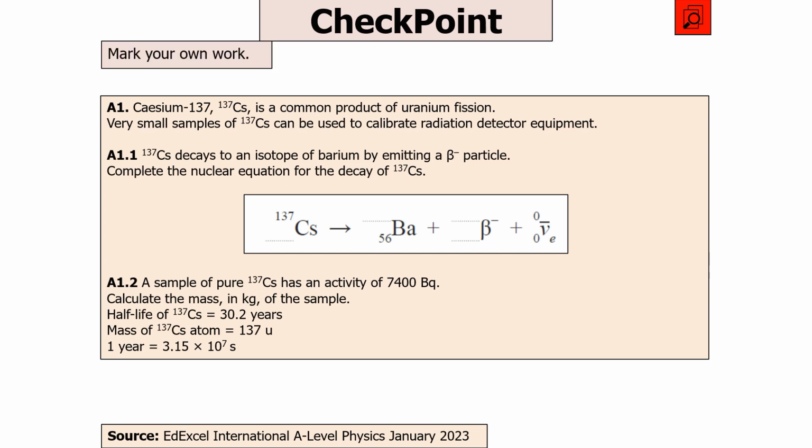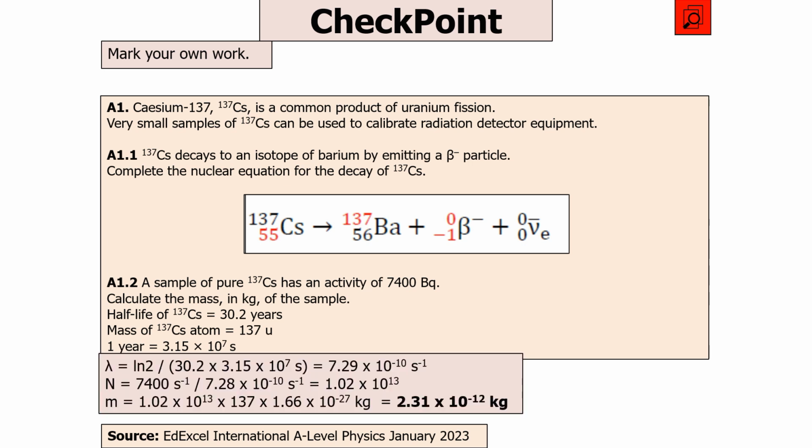Right, in this one again, we know that by this decay, cesium has lost a proton, so barium is going to be 55, the same number of nucleons, 137, beta minus, 0, minus 1, and it's the same process going through here, except now we're looking for mass. So how we could work it through is the decay constant is log 2 over the half-life, so we work out the half-life in seconds, so the decay constant is 7.29 times 10 to the minus 10 seconds to the minus 1.